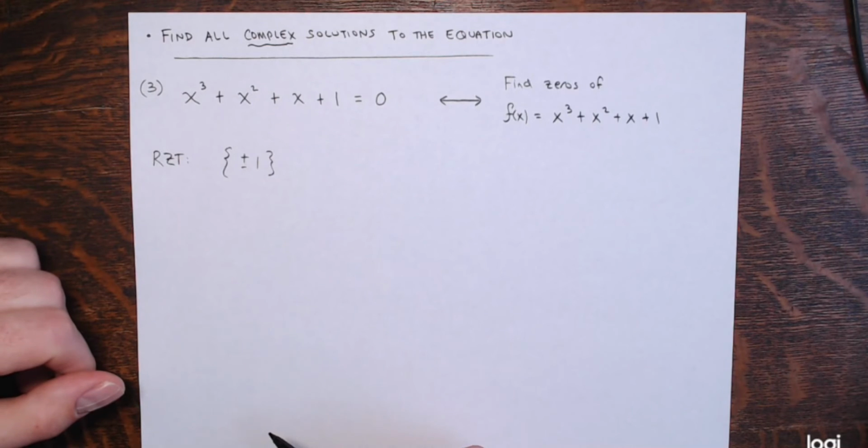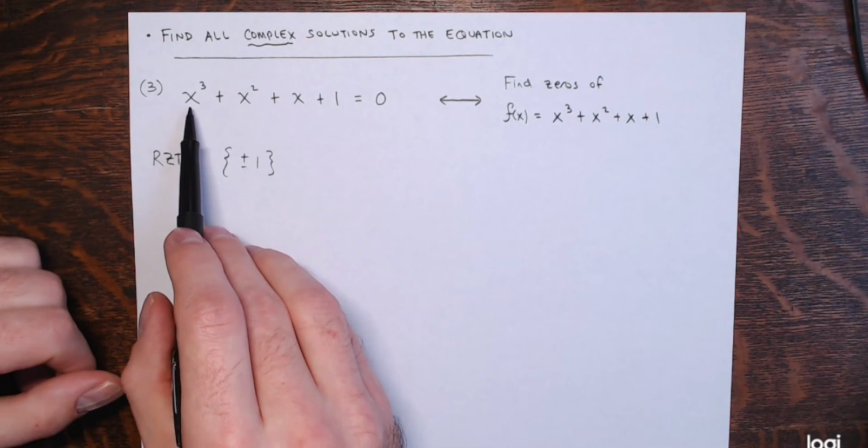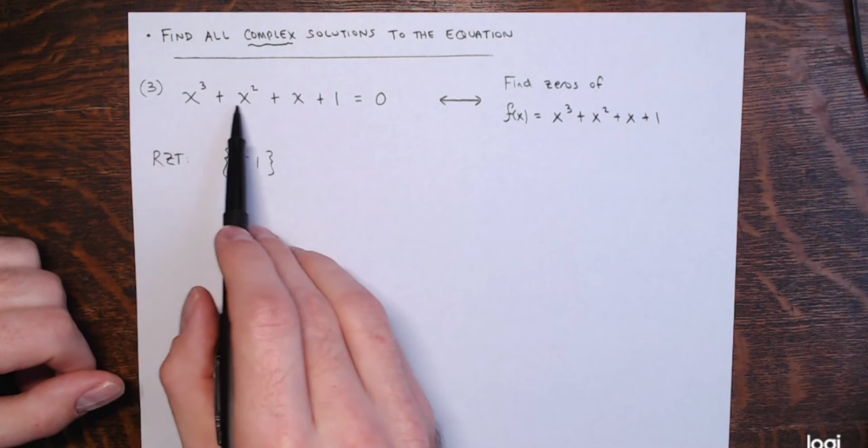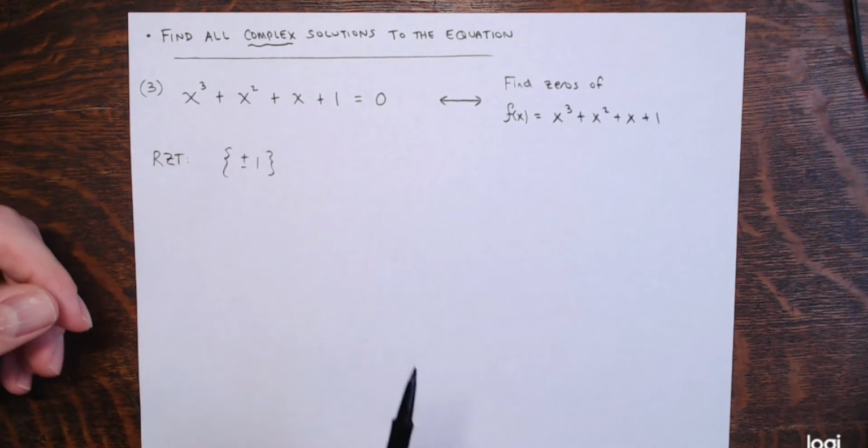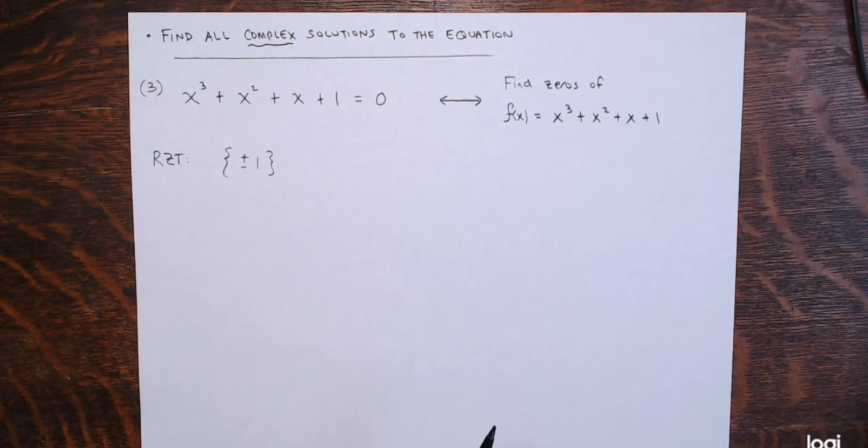And I'm hoping it's obvious that 1 doesn't work, because you just have 4 here. All the signs are positive, so plugging in a positive number is not going to work. Not going to make it 0. So -1's got to work here.